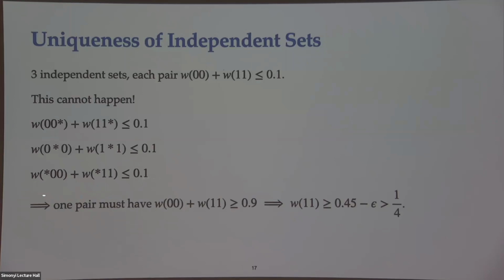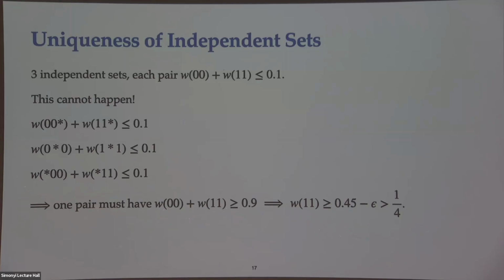Because there's a contradiction, one of the pairs of independent sets must be in the second case. It must have that 0,0 and 1,1 is large, which means 1,1 is larger than 1/4. That's the end of the proof. Any questions?